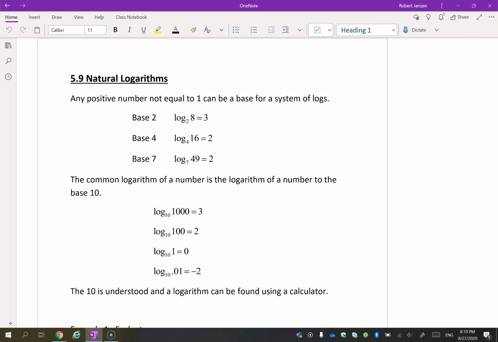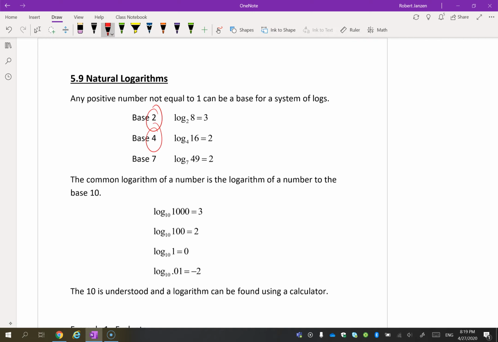So the good news is it's nothing different than anything else. So far we've seen all kinds of different bases. We've seen base 2, base 4, base 7, base 10. We can do any base. What's nice is base 10. These are calculator questions.